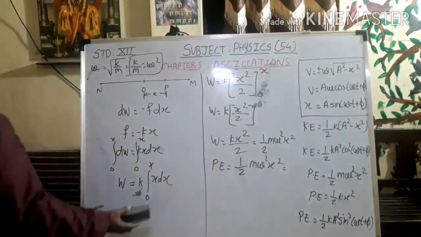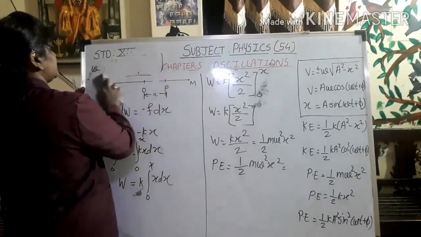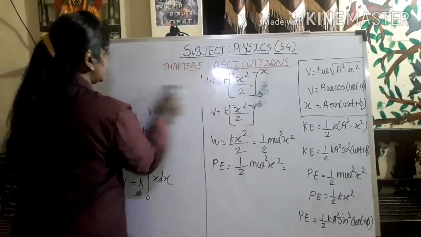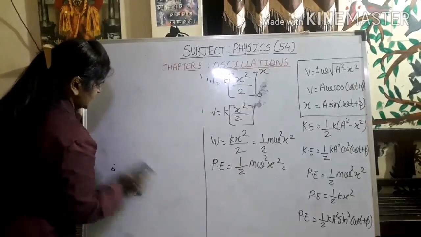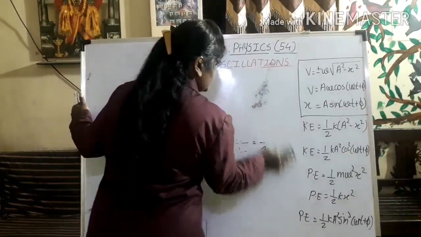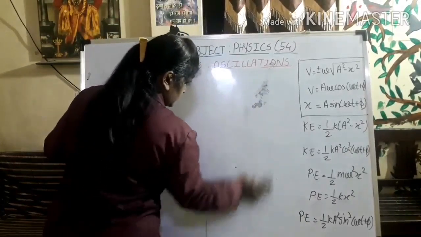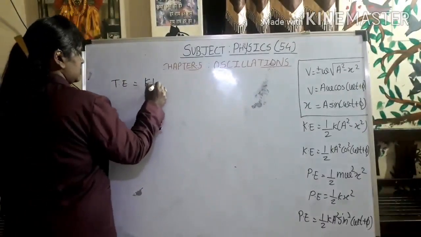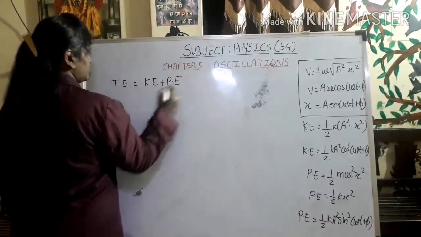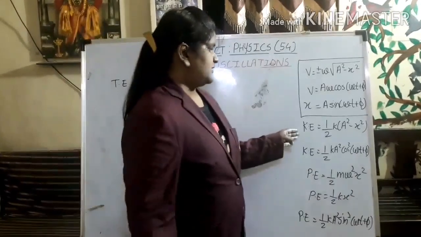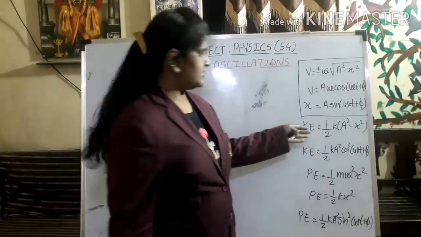So what will be the next? Obviously we have to find the total energy. And what is the total energy? It should be the addition of kinetic energy and potential energy. So we will find that. So let's move towards the total energy point. So total energy is nothing but kinetic energy plus potential energy. Now in this case also we have to take the values of kinetic and potential energy in the same manner.